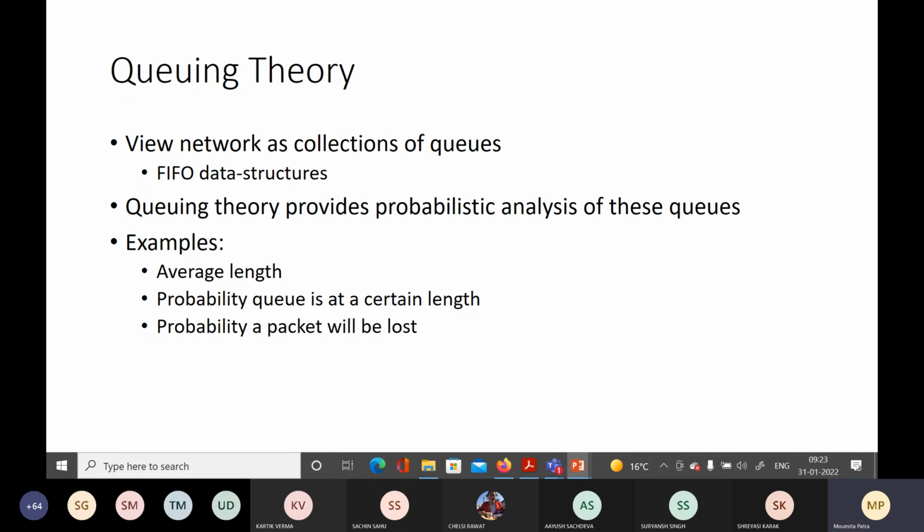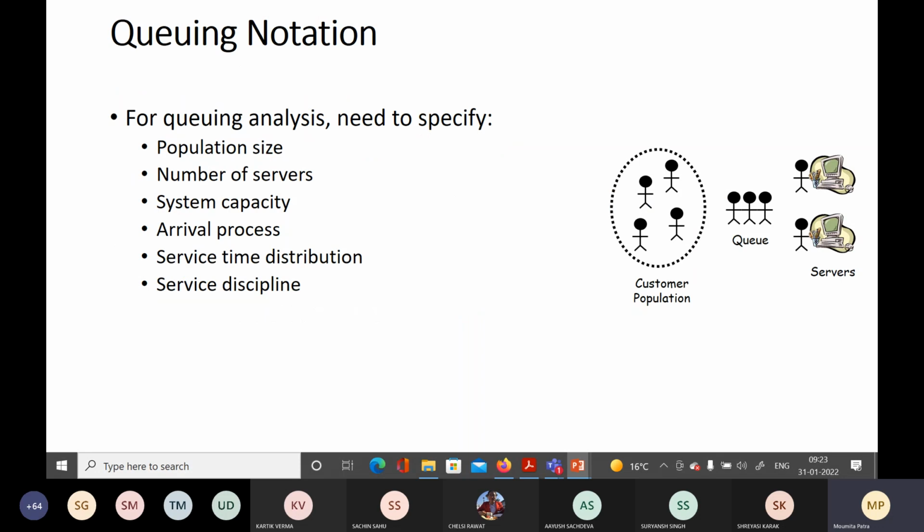These are some example metrics. You can still find out many more metrics than this. Now let us get to queuing notations. So what do we know until now? That the system is made up of the queue and the server. Now there should be some more notations.